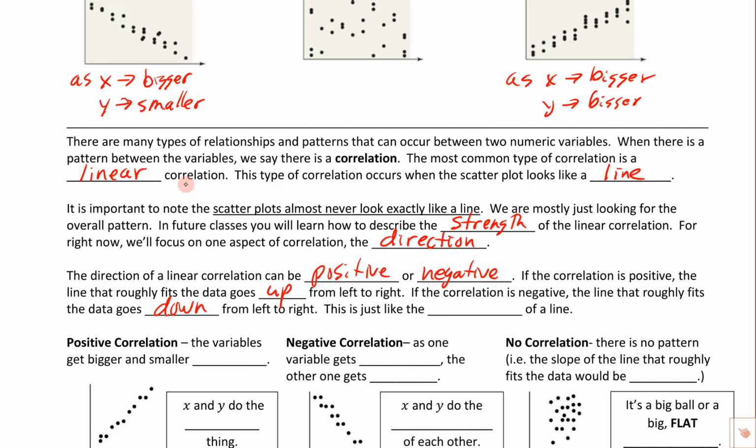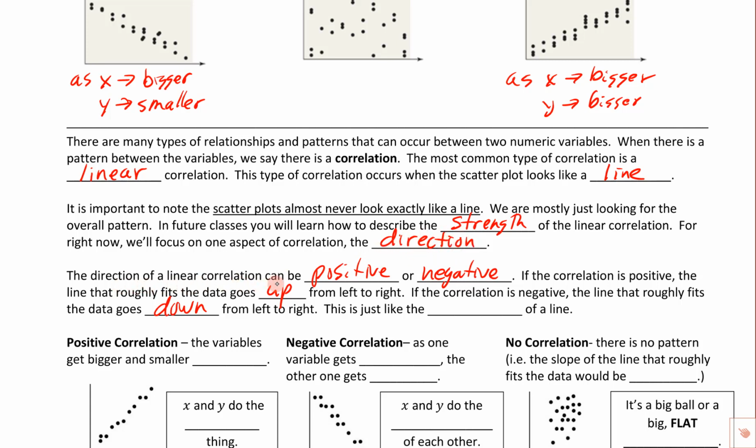Now, it's important to please be aware of this. Most scatter plots do not look exactly like a line. In fact, they almost never look like a perfect line. We're just looking at the overall pattern. Does it look like a linear pattern? So in future classes, you're going to learn how to describe the strength of a linear relationship, how strong that is, how tightly packed things are around a line. But for right now, we're only going to focus on one aspect of correlation, and that's just the direction. That's the only thing we're going to worry about for right now.